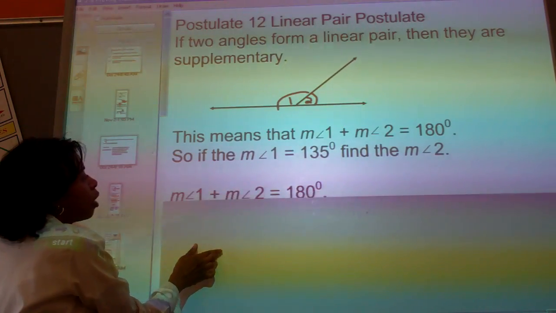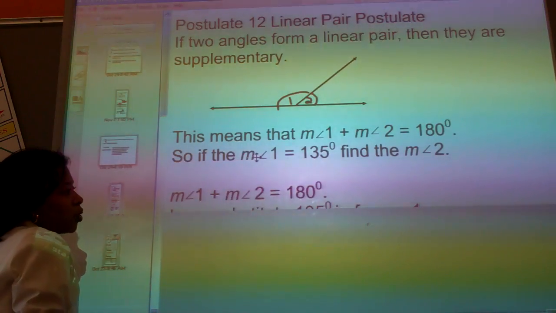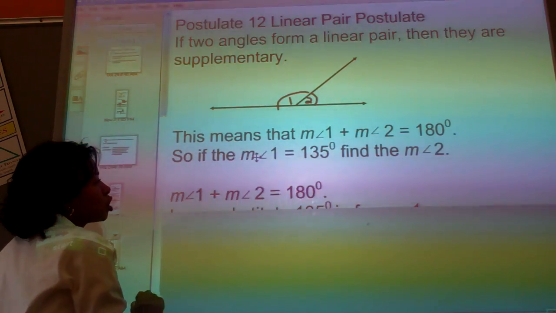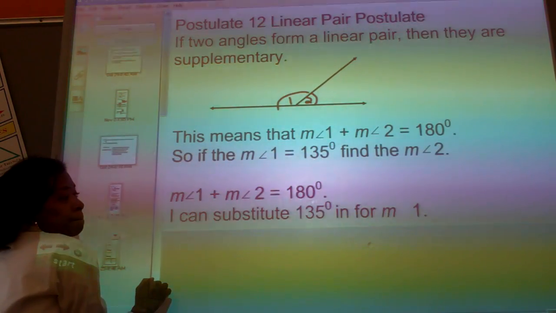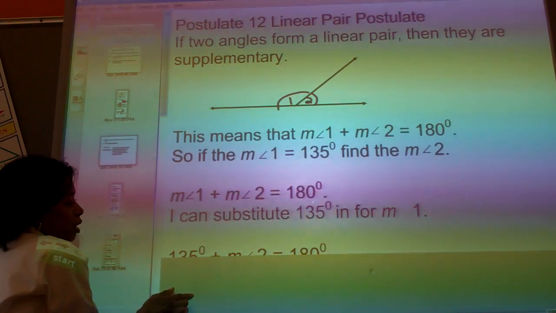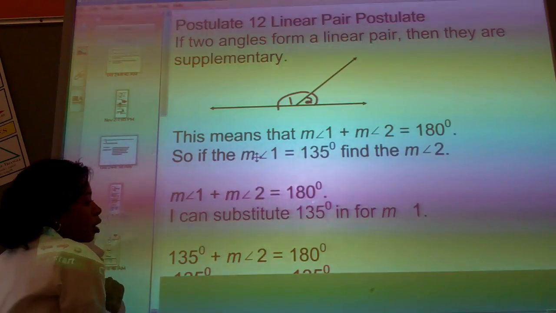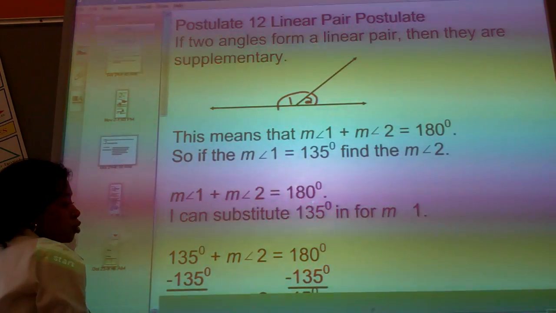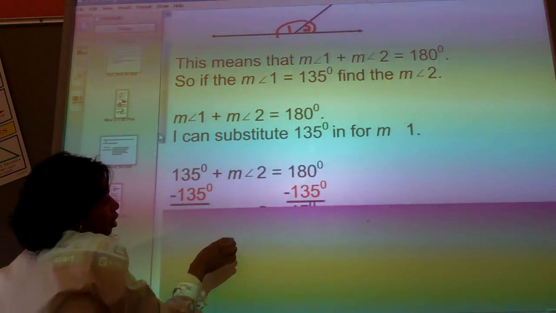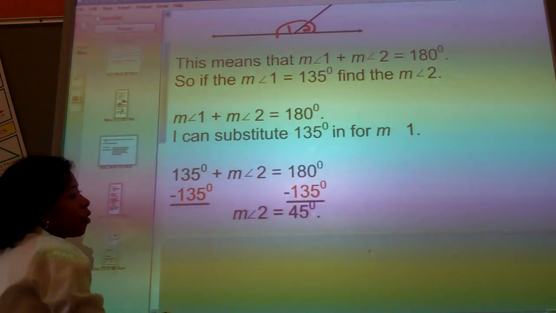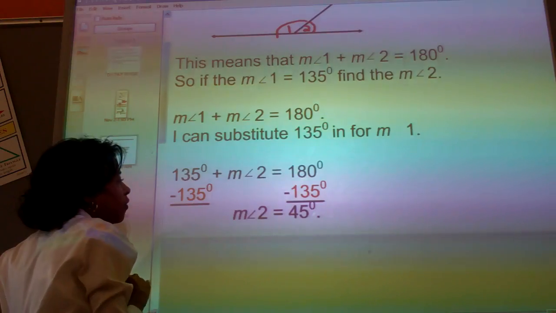Because it's a linear pair, we know that the measure of angle 1 plus the measure of angle 2 is equal to 180 degrees. By substitution, I'm going to put 135 degrees in for the measure of angle 1, giving me an equation that reads 135 degrees plus the measure of angle 2 equals 180 degrees. Subtracting 135 degrees on both sides of the equation, I'm left with, on the left, the measure of angle 2 equaling 45 degrees.